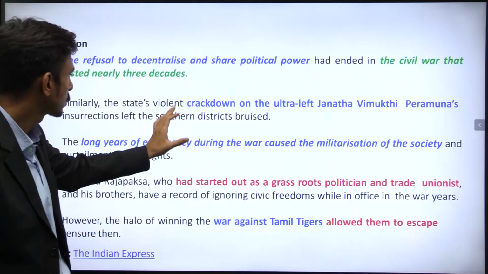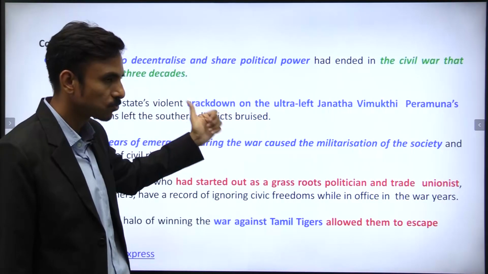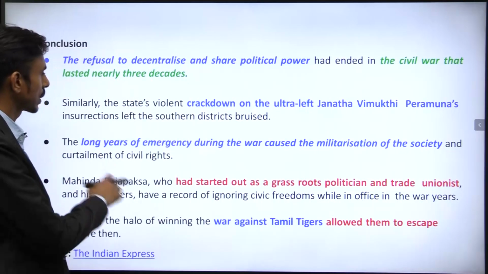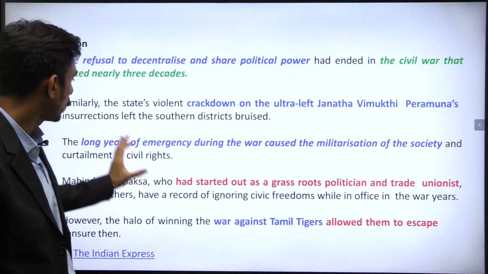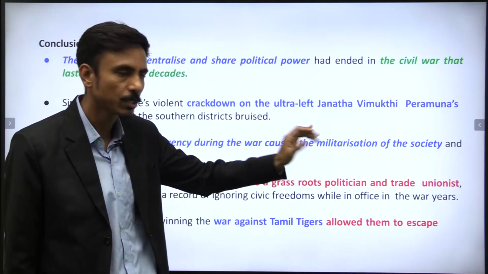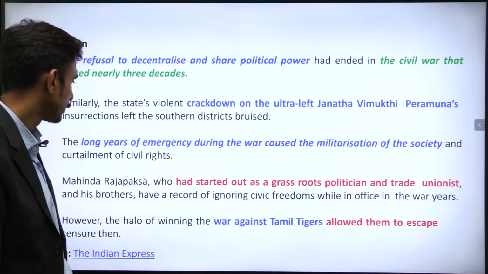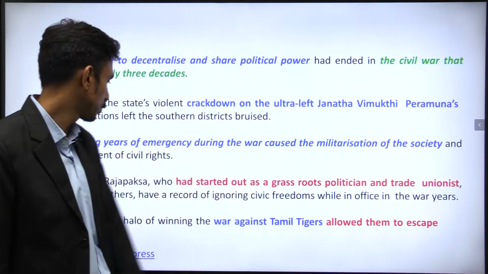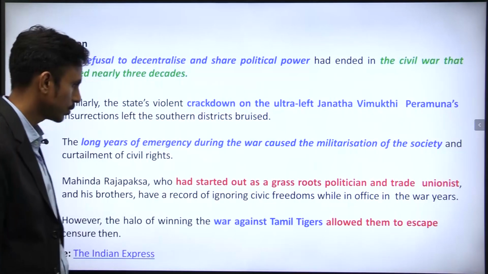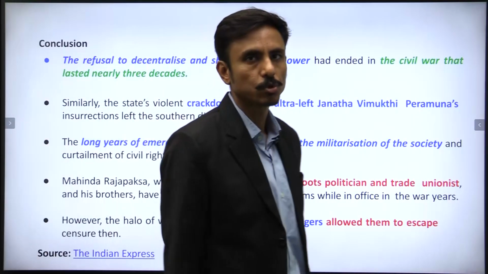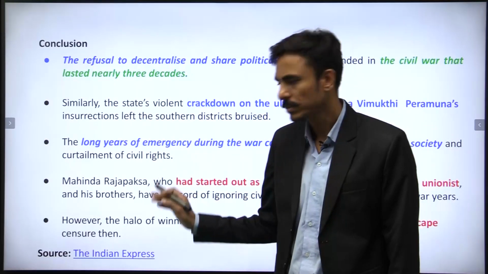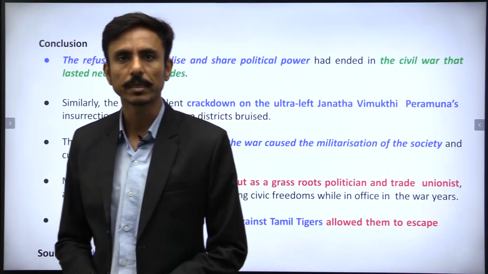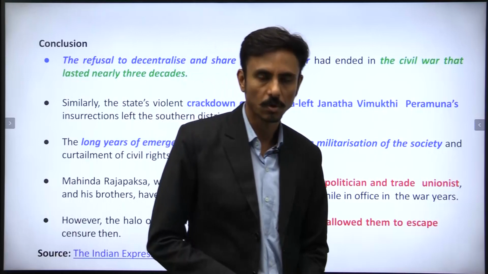Even the state's violent crackdown on the ultra-left Janata Vimukti Peramuna's insurrections left the southern district bruised, and the long years of emergency during the war caused the militarization of society, as happened in Jaffna. However, the halo of winning the war against the Tamil Tigers allowed them to escape the censure against them, right? So a good article from the Indian Express, and I would be soon coming up with the daily analysis of the Sri Lankan crisis also, right?